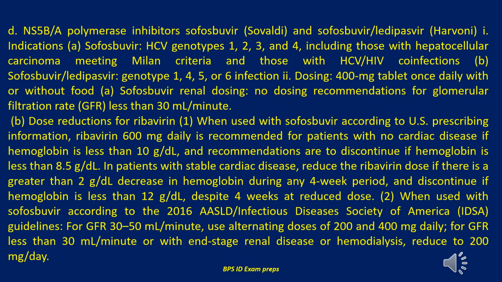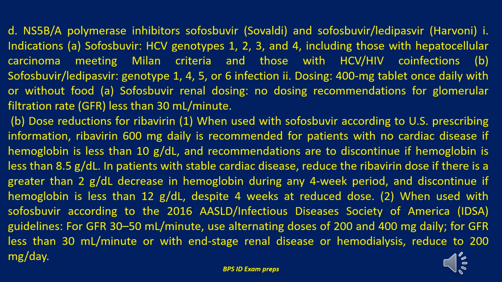D. NS5B polymerase inhibitors: sofosbuvir, marketed as Sovaldi, and sofosbuvir co-formulated with ledipasvir, marketed as Harvoni. 1. Regarding their indications, A. Sofosbuvir is used in treatment of HCV genotypes 1, 2, 3, and 4, including those with hepatocellular carcinoma meeting Milan criteria and those with HCV/HIV co-infections. B. Sofosbuvir co-formulated with ledipasvir is used in treatment of HCV genotype 1, 4, 5, or 6 infection.